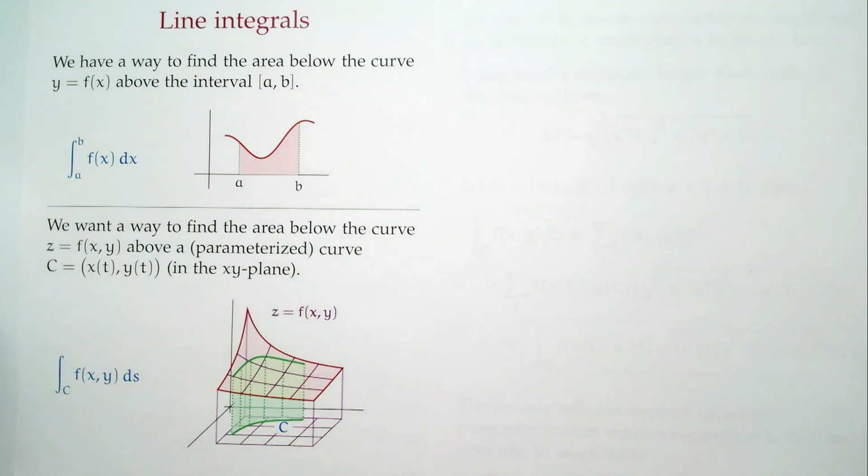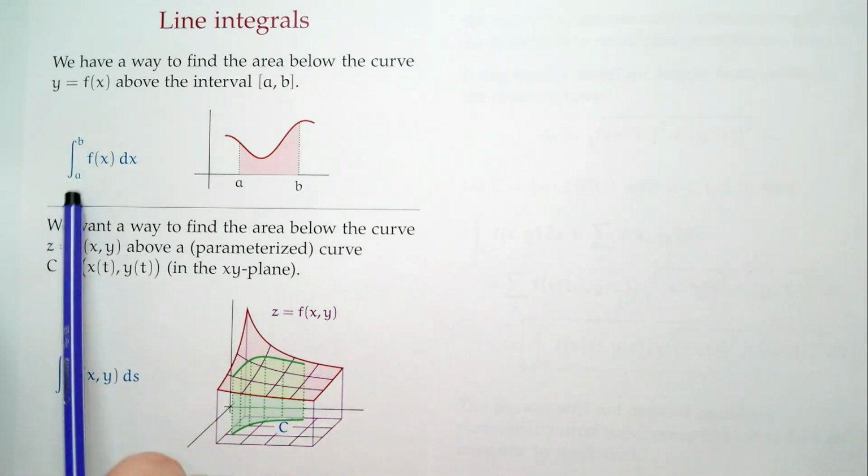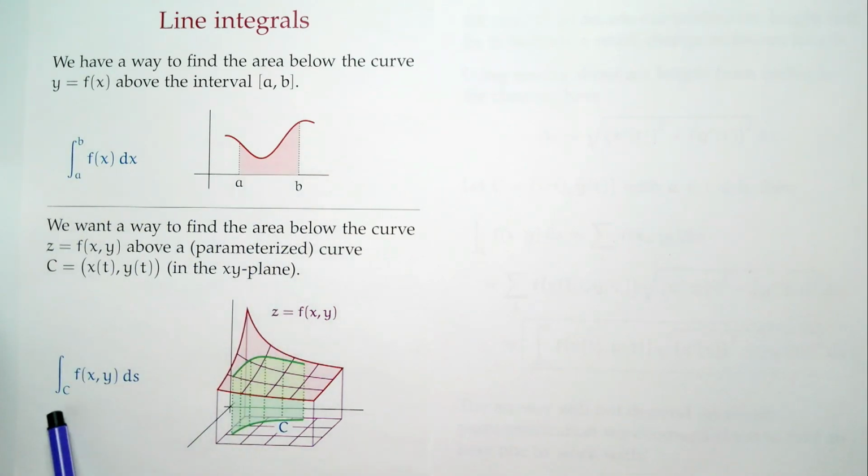Instead of having our interval from A to B, which is this segment here, we're going to make it a curve. So I have this curve. Instead of integrating from A to B, I'm going to integrate along the curve. Now I also need to talk about a height. My height originally was my function f of x. So what's the height going to be?